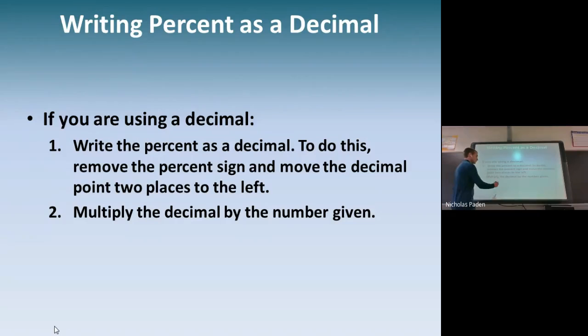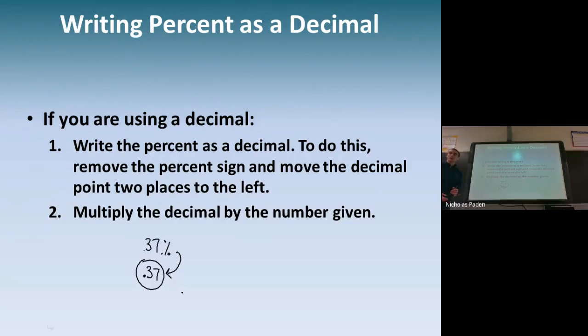So for example, if we're talking about 37%, we're going to take away the percent sign. And right now, the decimal point is after the 7, 37.0. And so what we would do is move the decimal point 2 spots to the left, and it's going to be 0.37. Then we would do 0.37 times whatever number we're talking about. So we want to go from 37% to a decimal. That's what we would do. Okay, so that's writing as a decimal.